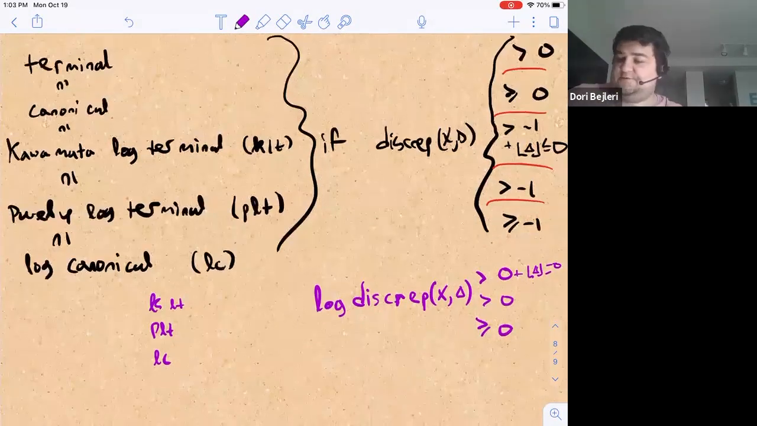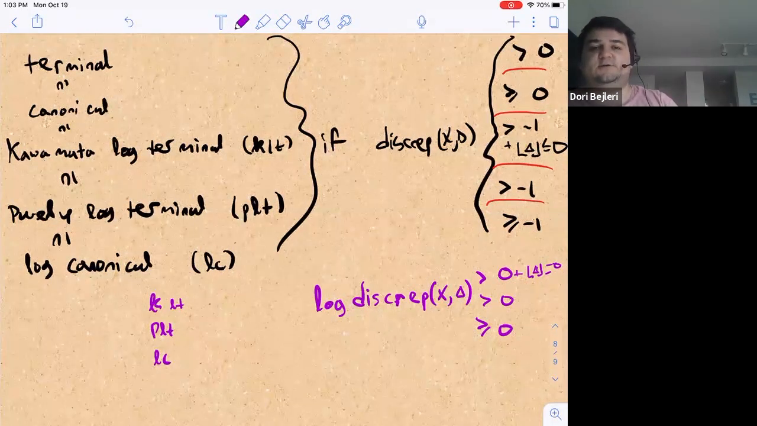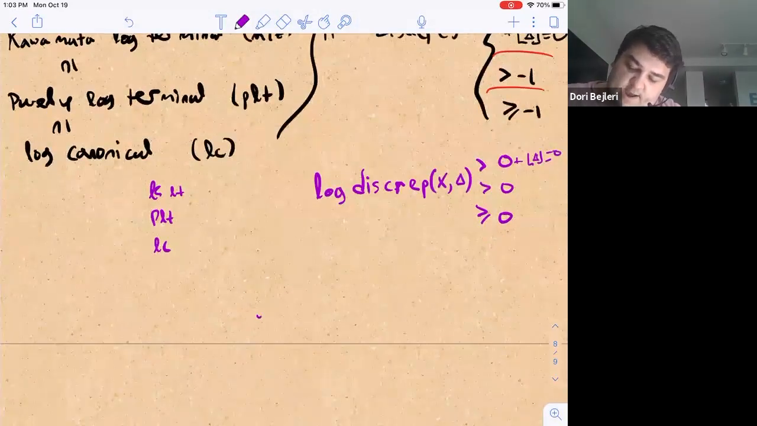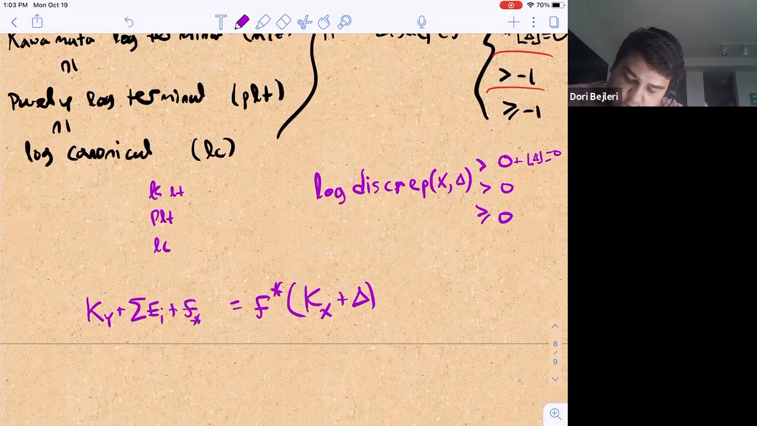And then this observation also tells you that for log canonical, you have the analogous result that says log canonical sections downstairs are the same as log canonical sections upstairs if you add the exceptional divisor. So that's what the log discrepancy gives you, where if you write down f upper star kx plus delta is equal to ky plus the sum of the reduced exceptional divisors plus the strict transform.